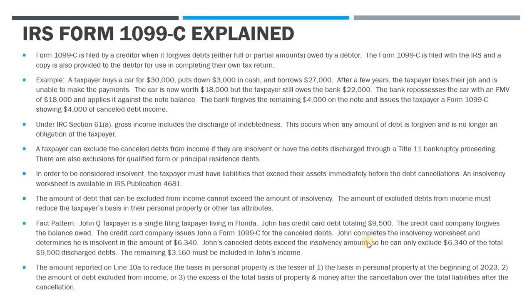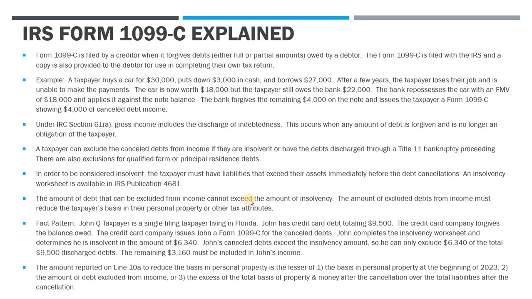that he's insolvent to the amount of $6,340. So what that means is his liabilities exceed the fair market value of his assets by $6,340. All right, so that's the amount that he's going to be able to exclude from income, and the remaining has to be included. And so the reason for this, again, is this bullet point up here.